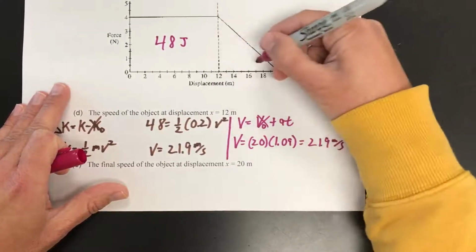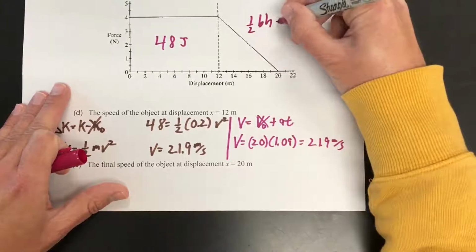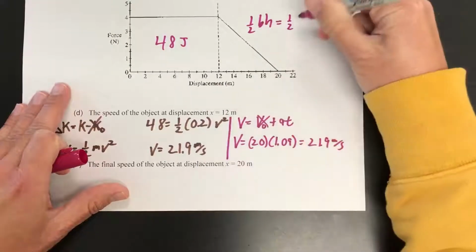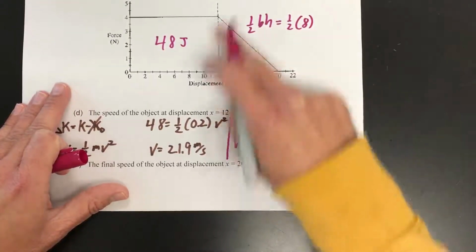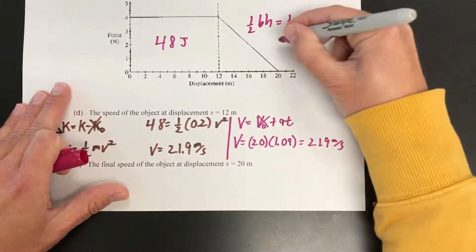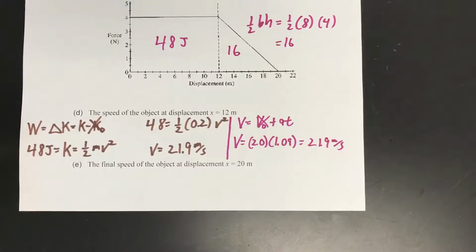So this one is going to be a triangle, so it's 1/2 base times height. And so the area of this will be 1/2. The base goes from 12 to 20, so it's 8, and the height is 4. So 4 times 8 is 32. Half of 32 is 16. So the area there is 16.